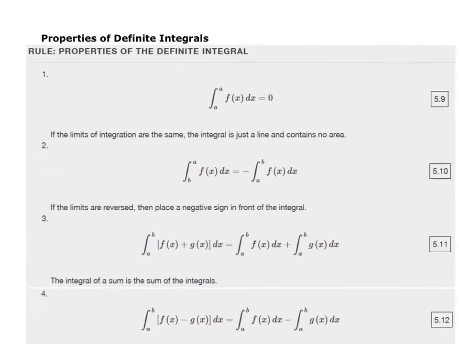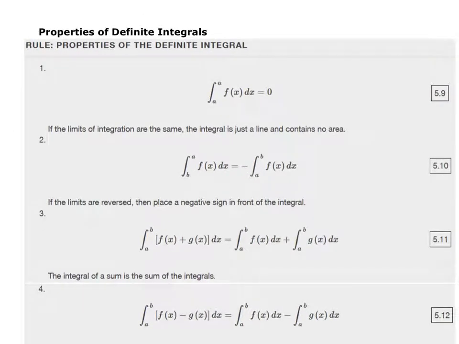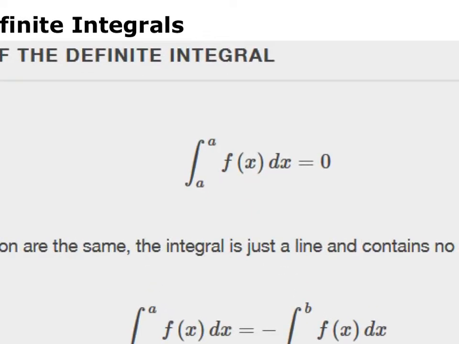Here's some properties, and some of these properties are not going to be as important this quarter as it will be next quarter for calculus 2. So if I just say from a to b of f of x dx, that if the limits are the same, a to a, notice the limits are the same there, so it's just a dot, a single point, which doesn't have an area underneath it, okay?